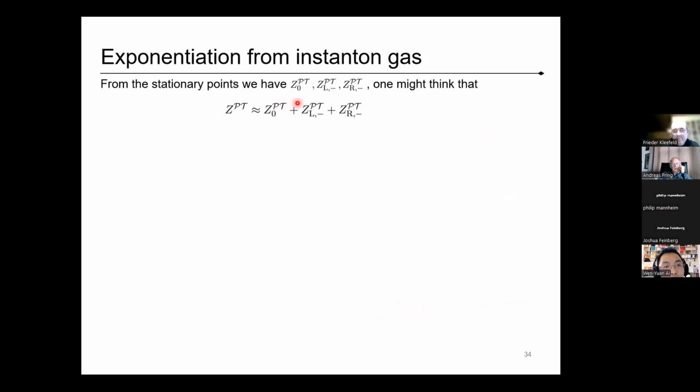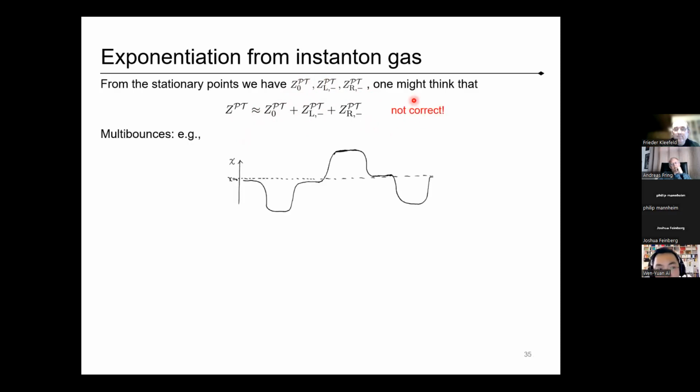Now once we know these stationary points and the thimbles passing the stationary points, then we can have three pieces of the partition function. These partition functions are the functions when you do some perturbative expansion around the stationary points. You might think that the total partition function is just a sum of these three pieces, but actually this is not correct, because aside from these very fundamental and simple solutions, we can have some multi-bounces.